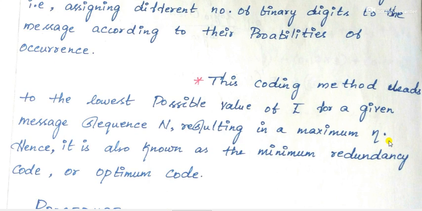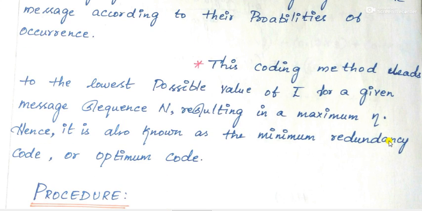And this coding method leads to the lowest possible value of L bar for a given message sequence n, resulting in maximum efficiency. Hence it is also known as the minimum redundancy code or optimum code.